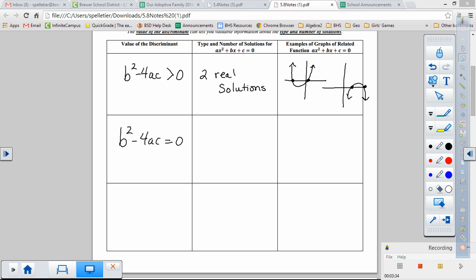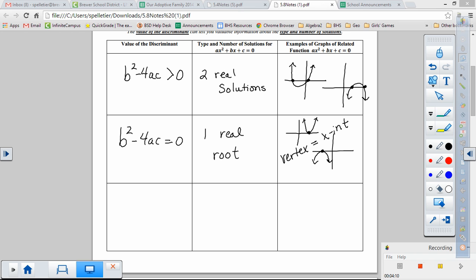So now the number underneath the radical is equal to 0. That is telling you that you're going to have 1 real root. So if the parabola is only crossing at one spot, that one spot has to be the vertex of the parabola. So it could be an example that looks like that. Maybe the parabola is going this way, up or down, but the idea is that it's the vertex. So the vertex equals the x-intercept in this case.